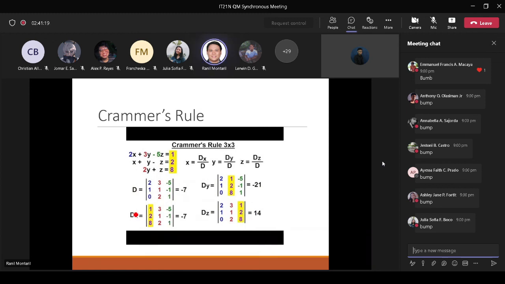And then, in order to get dx, you replace the column that corresponds to the variable we are looking for with the constant matrix, and then get the determinants of that using basket and weave. Then you get dy para naman sa y column. Tapos, basket and weave, dz will be this one.